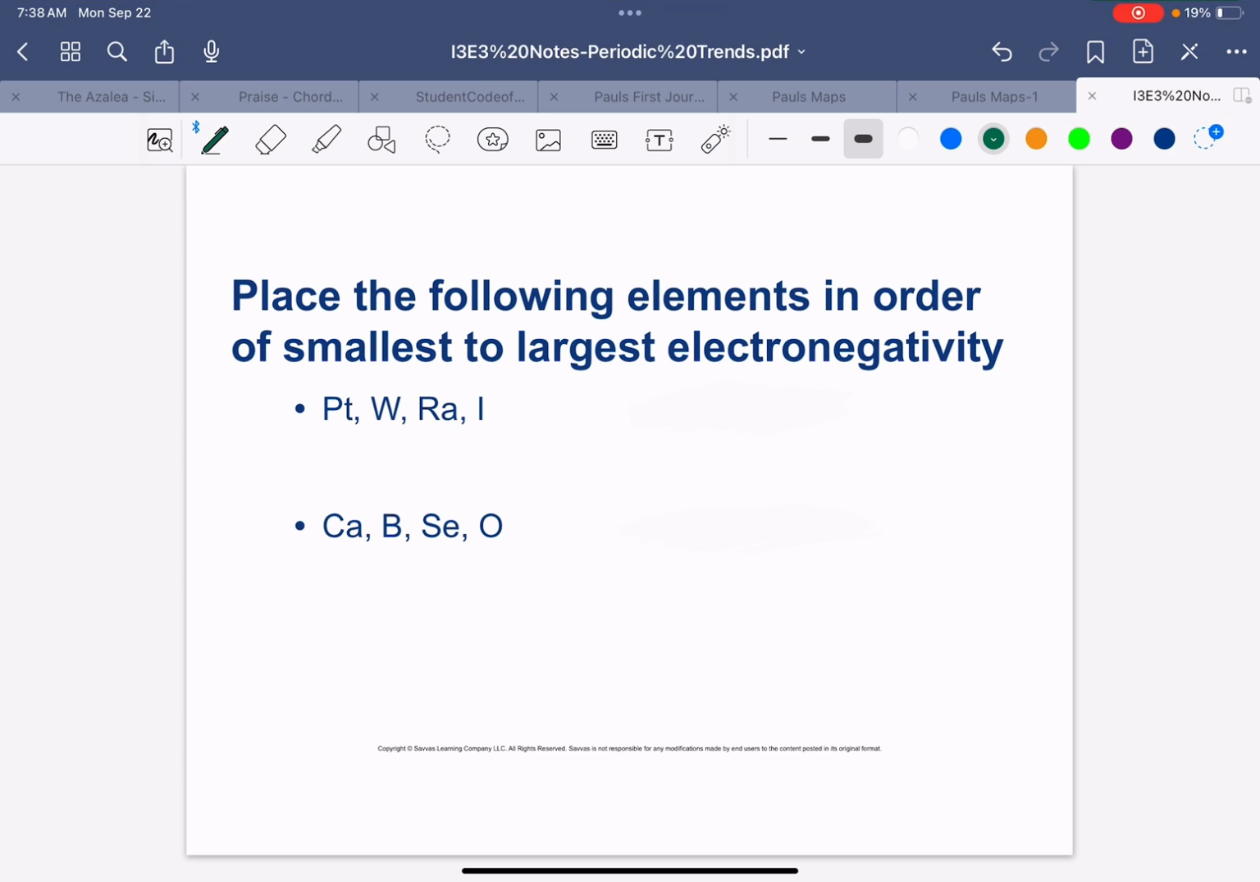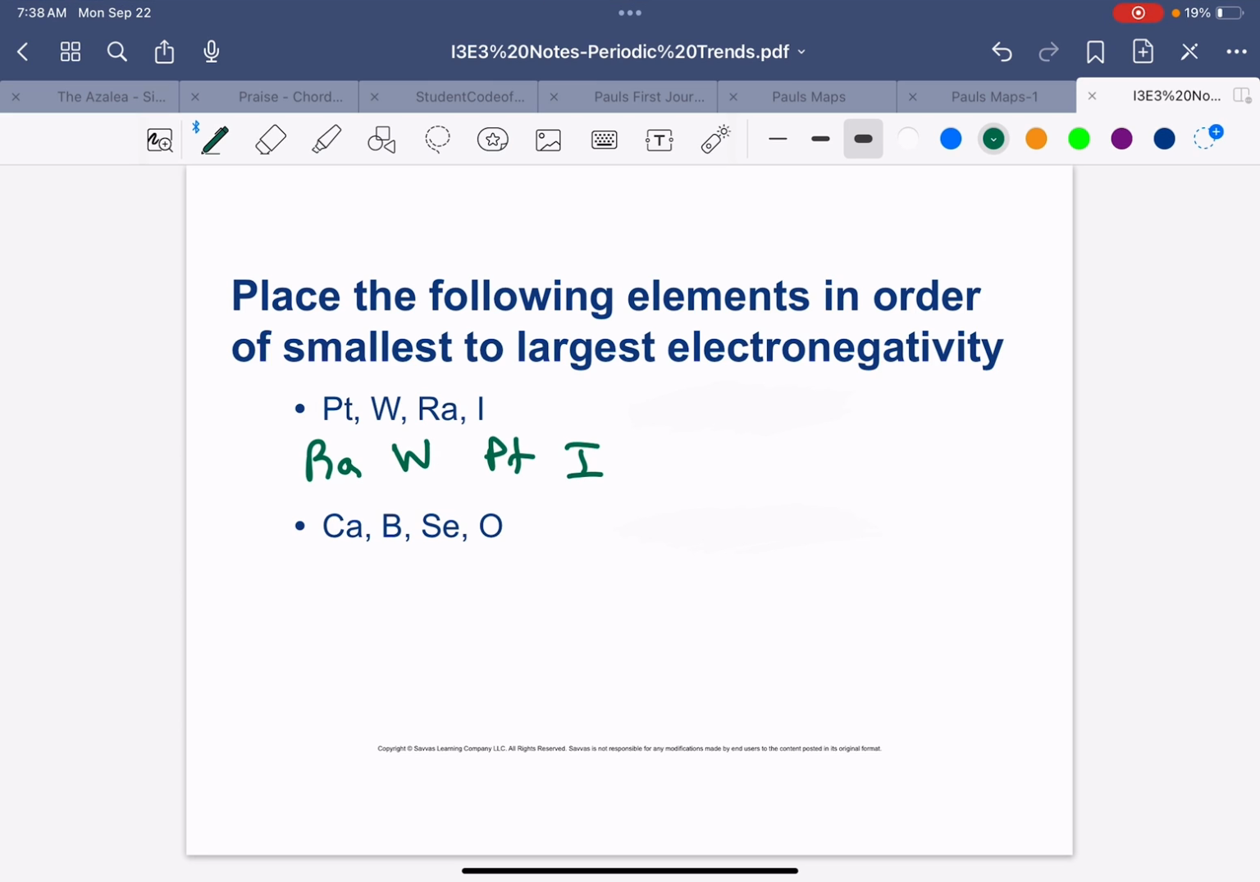Place the following elements in order of smallest to largest. We have platinum, tungsten, radium, iodine. So radium would be the smallest. And then we would have either platinum or tungsten. Let me check my periodic table. Tungsten is next, and then platinum, and then iodine.